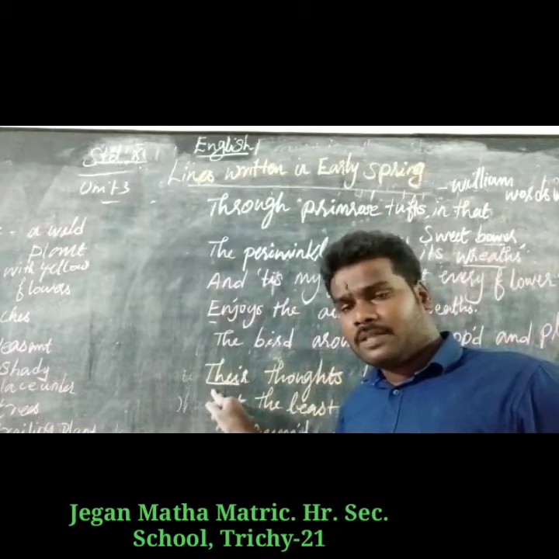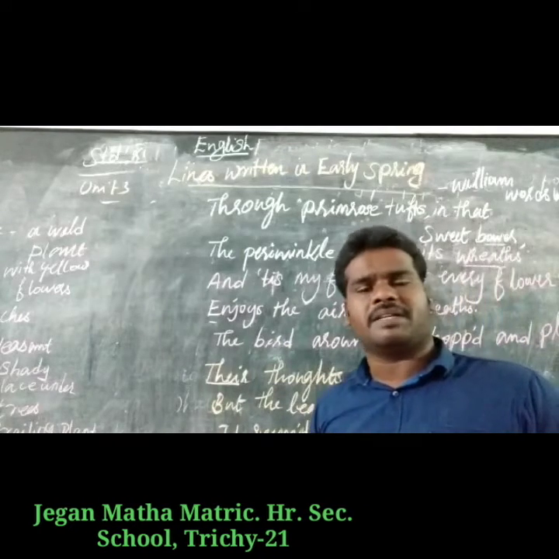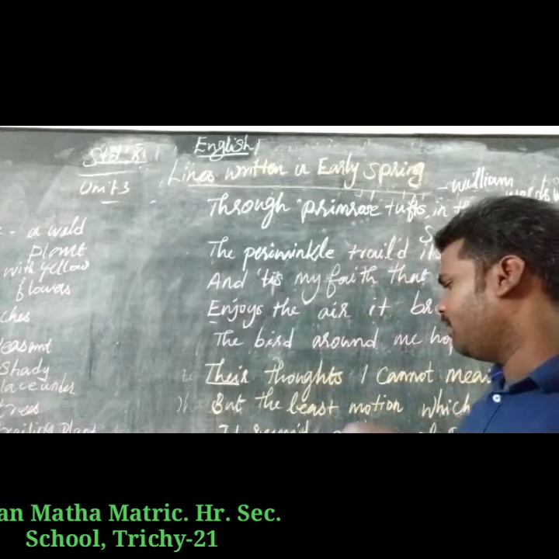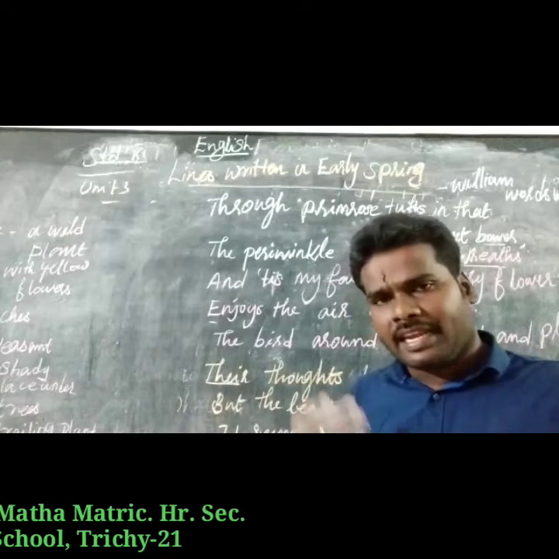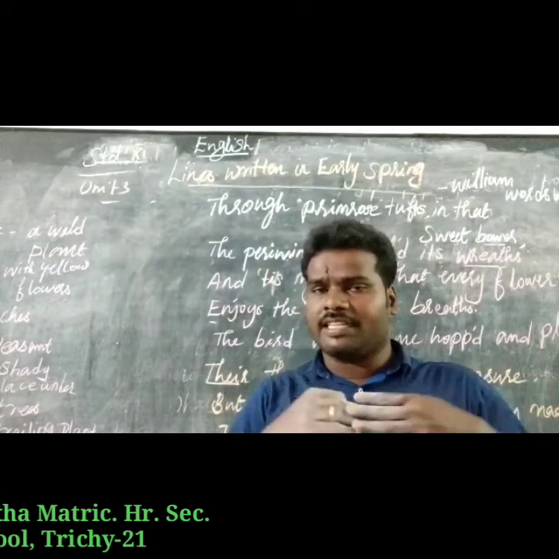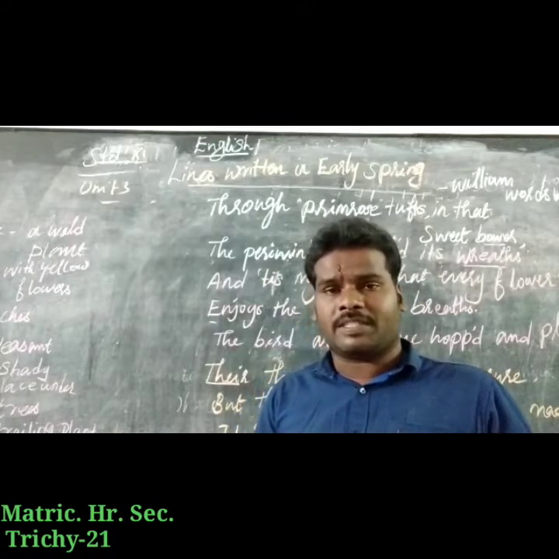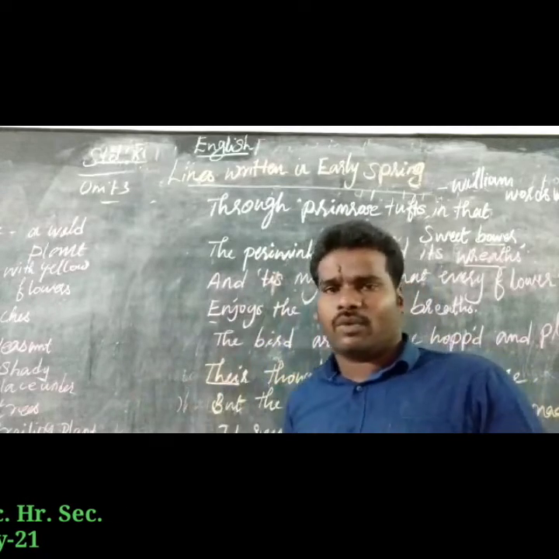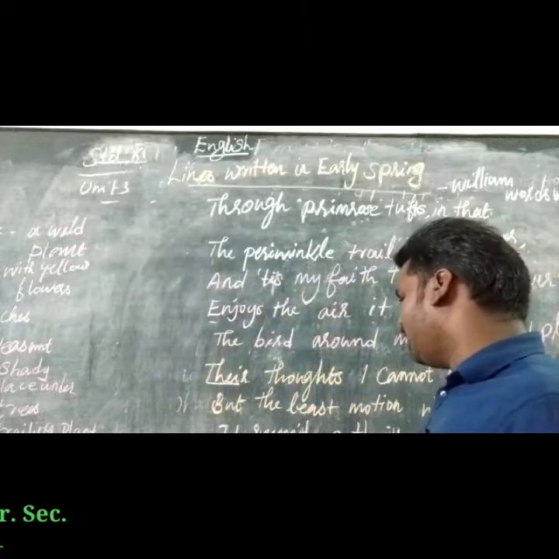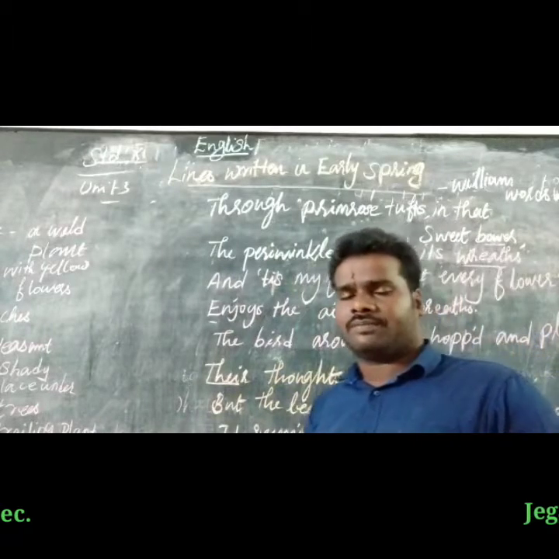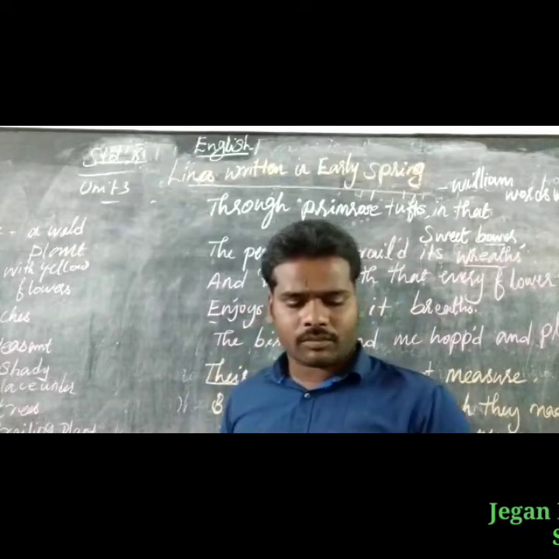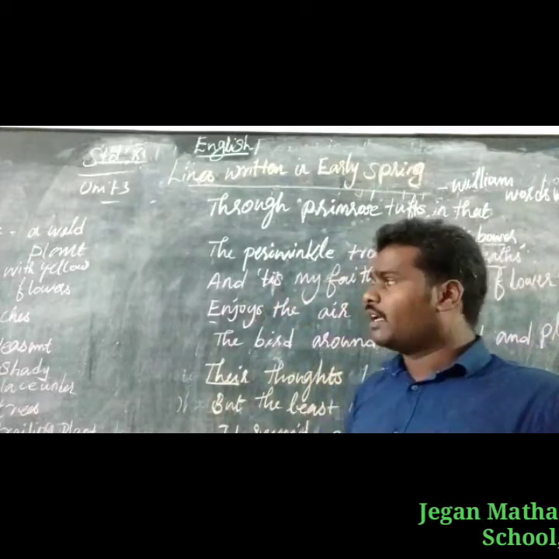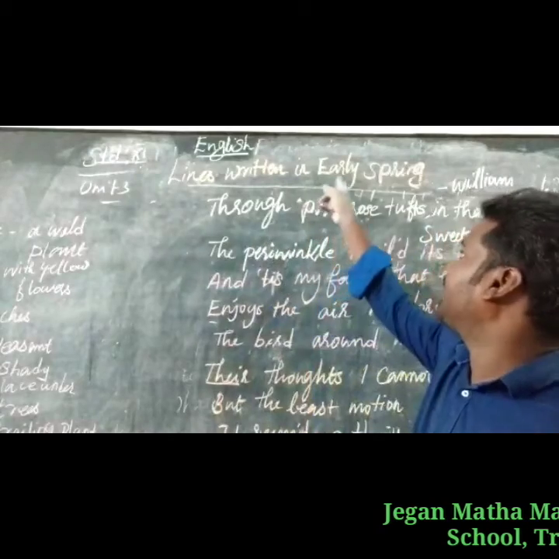Their thoughts, the birds' thoughts, I cannot measure. Really, I cannot measure the birds' thoughts. But the least motion which they make, I can observe where it goes and comes. So I can easily identify that I was enjoying the birds and flowers, the beauty of nature, everything. It was very nice. Author William Wordsworth: but the least of motion which they made, it seemed a thrill of pleasure. This is a thrill of pleasure. Finally, William Wordsworth has given some wonderful poems, including these lines written in early spring.